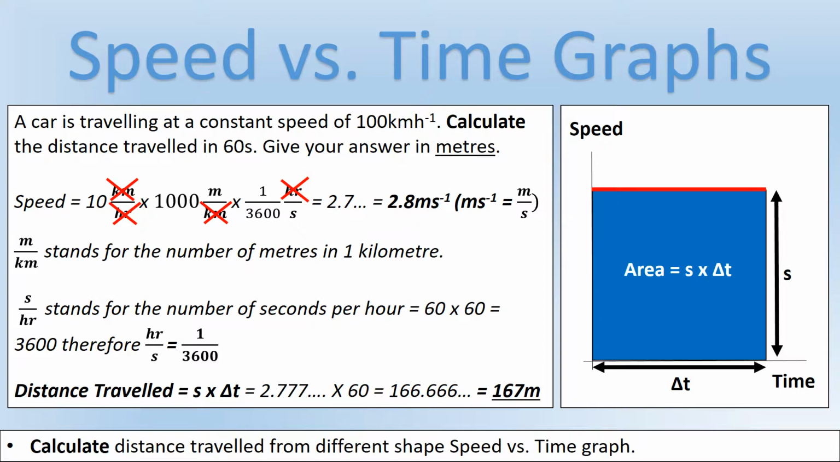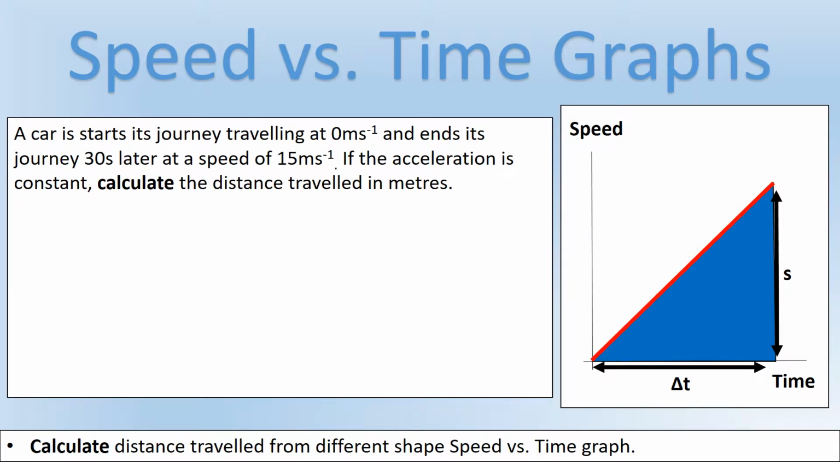Okay, so that's when the speed is constant. What about when the speed changes? So this next one, we've got a car starting its journey travelling at 0 meters per second. So we can see that on the graph at time 0, speed is 0. It ends its journey 30 seconds later at a speed of 15, so we know it's going to pass through the point 30, 15. And it says the acceleration is constant, and we want to calculate the distance travelled.